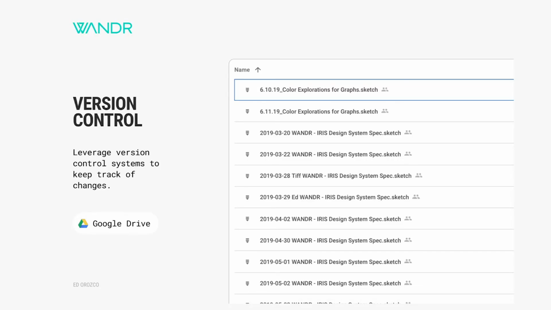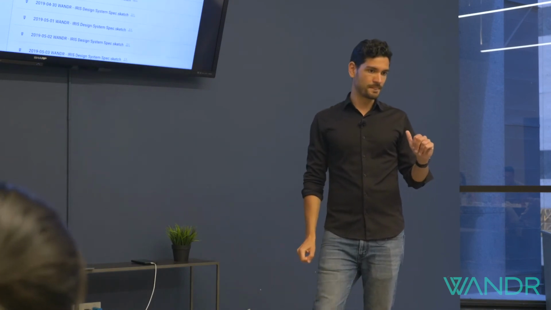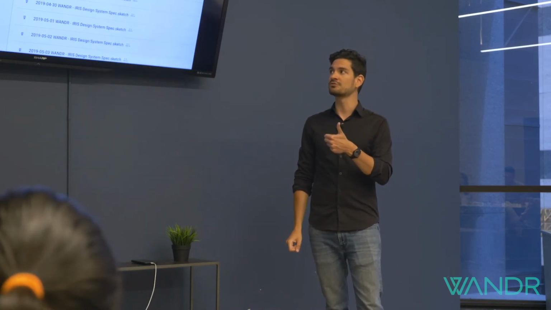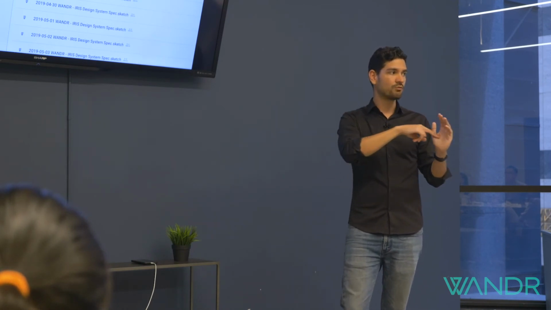Another way, if you don't want to deal with Figma, or if for some reason the client does not have access to Figma, is to use version control in Google Drive. There's two ways to do this. One is to just use the built-in version control system in Google Drive, which is just you upload a new version with the exact same file name, and Google Drive will say, okay, I'm saving this as a third version of this file.